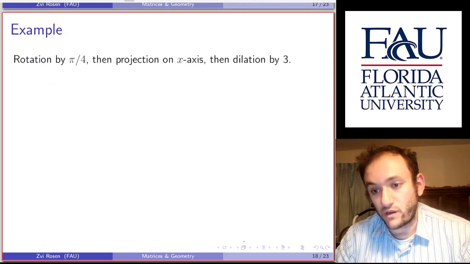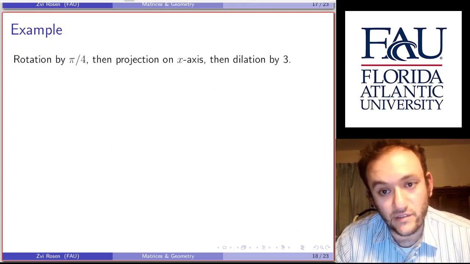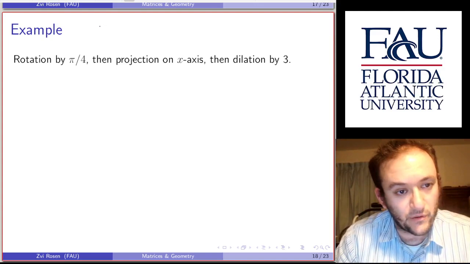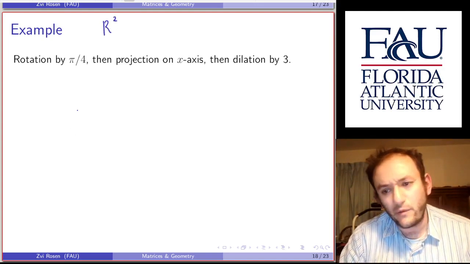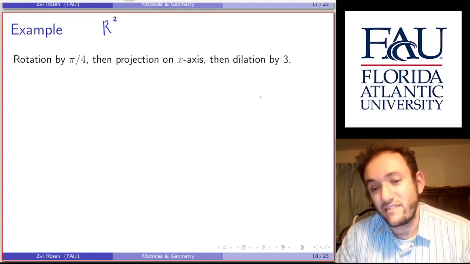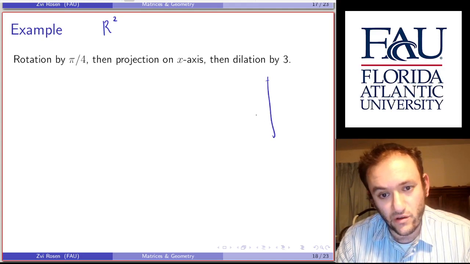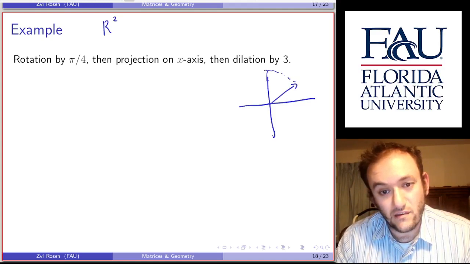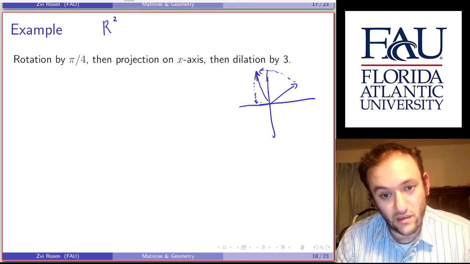Let's see how this would work in practice. Let's say we were working in R2, and we want to rotate our vectors by pi over 4, then project onto the x-axis, then dilate by 3. Just to give you a picture of what that would look like, we have some vector v, and this gets rotated over here, then it gets projected onto the x-axis, and then it gets stretched by 3.